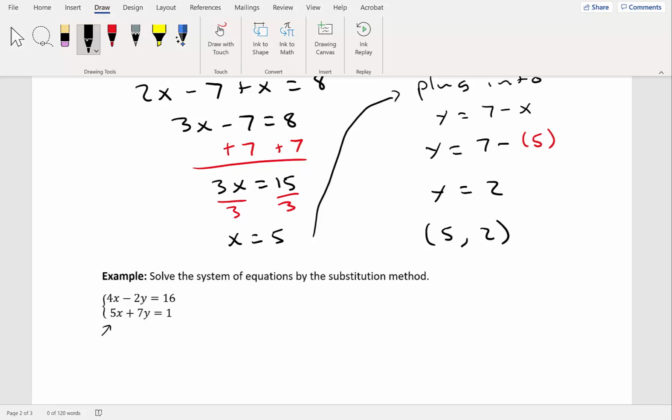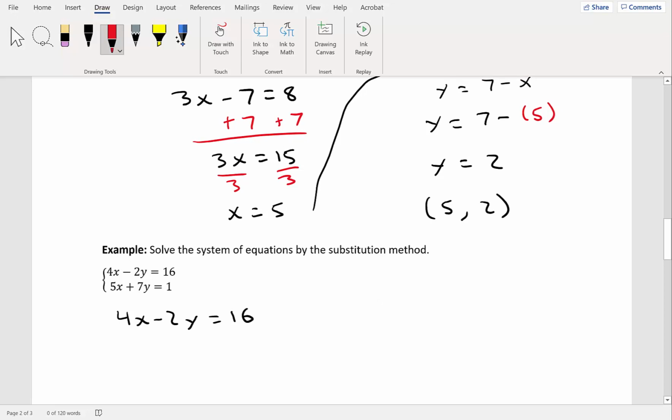So for example, if you solved for x in that second equation, you'd have to subtract 7y from both sides, and then you have to divide by 5. So on the right hand side, you're going to end up with two fractions. Let's go ahead and take our first equation, 4x minus 2y equals 16. And now let's solve for one of these variables. Let's go ahead and solve for our y.